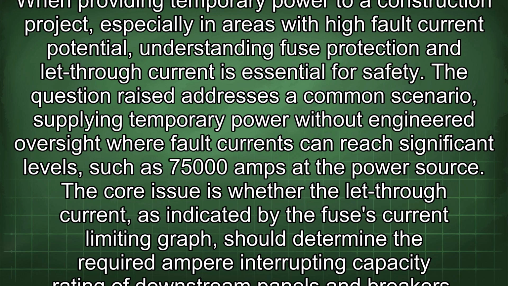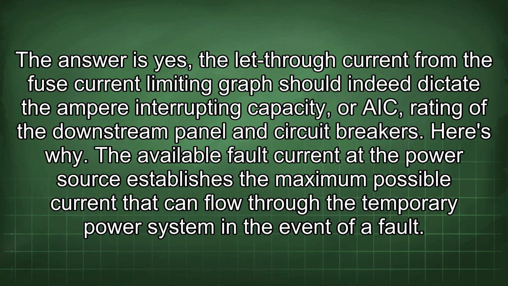The core issue is whether the let-through current, as indicated by the fuse's current limiting graph, should determine the required ampere interrupting capacity rating of downstream panels and breakers. The answer is yes. The let-through current from the fuse current limiting graph should indeed dictate the ampere interrupting capacity, or AIC, rating of the downstream panel and circuit breakers.